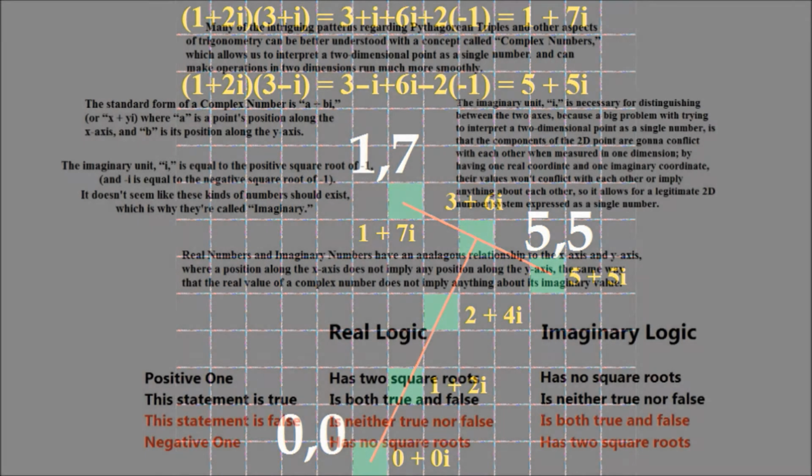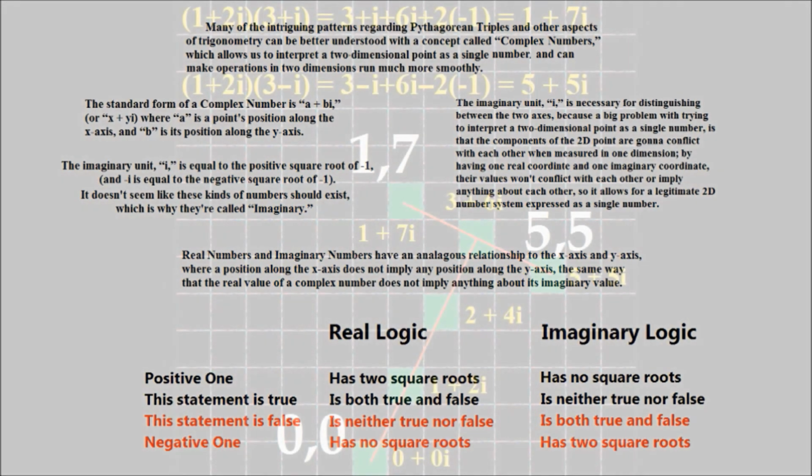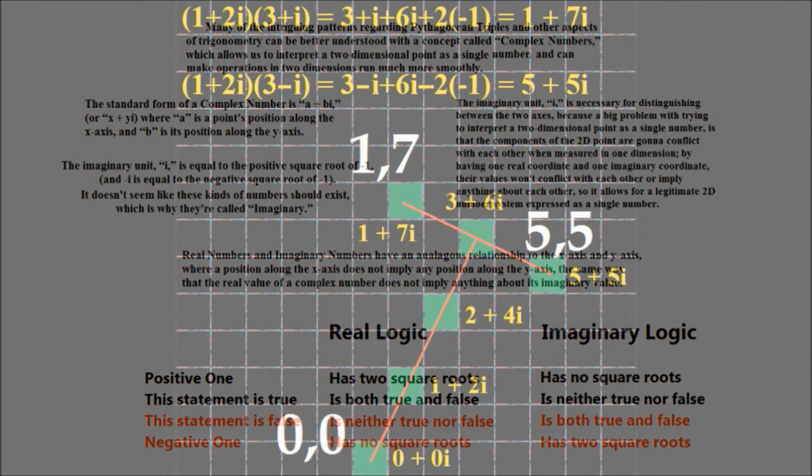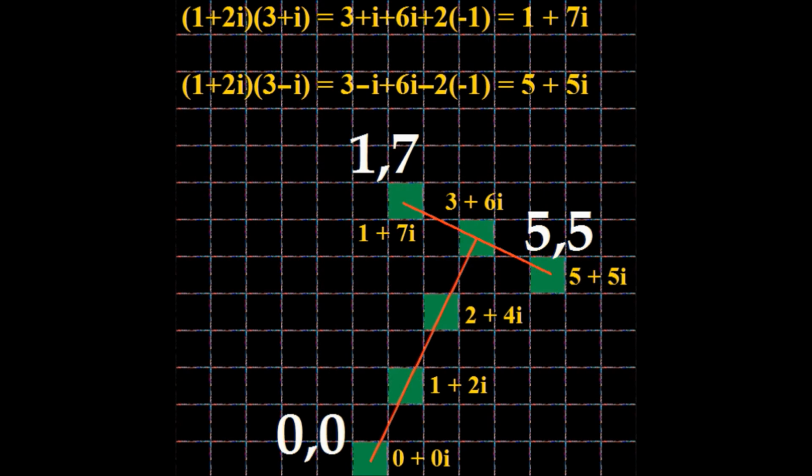So, the imaginary unit i is necessary for distinguishing between the 2 axes, because a big problem with trying to interpret a 2-dimensional point as a single number is that the components of the 2D point are going to conflict with each other when measured in 1 dimension. So by having one real coordinate and one imaginary coordinate, their values won't conflict with each other or imply anything about each other. So it allows for a legitimate 2D number system expressed as a single number.